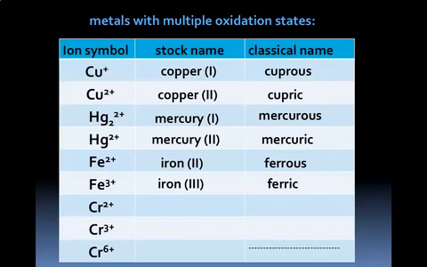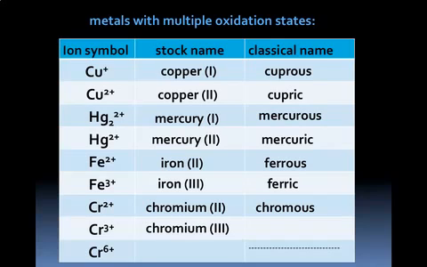Okay, Cr is chromium, so we have chromium 2, and that's chromous. And then Cr +3 is chromium 3, or chromic. Okay, so again, they can either use the stock name or the classical name. You need to be able to recognize both. Finally, chromium 6+. We're not going to have a classical name for that one. We're just going to use the stock name, which would be chromium 6.